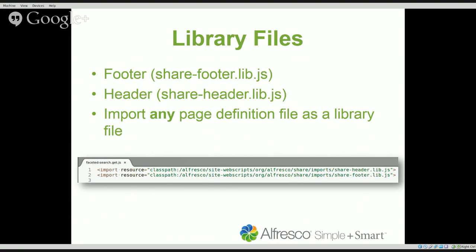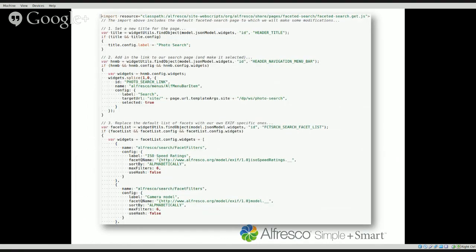But not only that, you can take any page definition, such as the faceted search page, and use that in itself as a library file and override the model that it builds. I was asked as a proof of concept a while ago to do something very similar, so I wanted to build a page to change the facets that you see on a specific page. I'm importing the faceted search JavaScript controller, and then I'm doing a whole bunch of stuff. I'm changing the title, and most importantly, I'm changing the facet filters. I'm taking all of the previous ones that are defined, and I'm replacing them with some other ones.